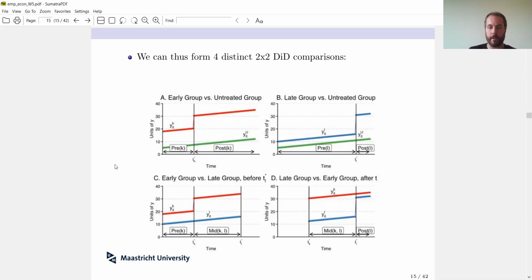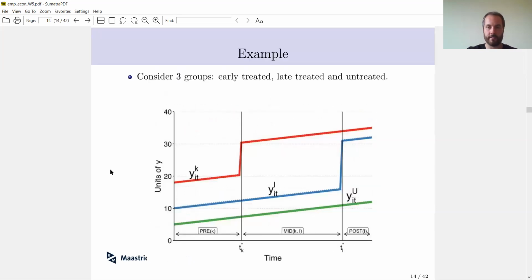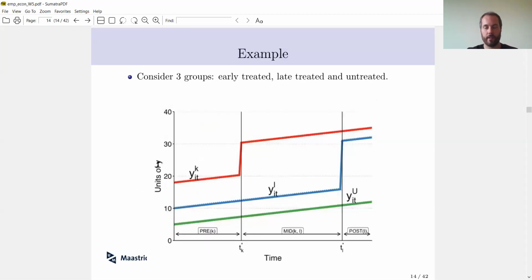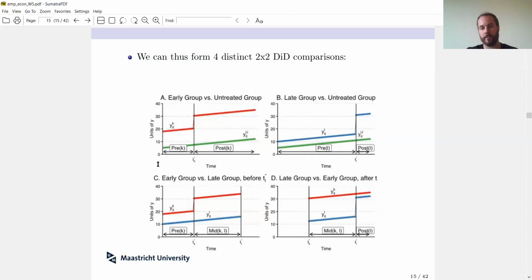Nowadays, there exist packages in Stata, for instance, that do some fancy computation. It's written by these guys here. So if you find a paper where you have staggered treatment, that's an alternative. And I think that's pretty much it for difference-in-differences. And we do regression discontinuity in the next part.